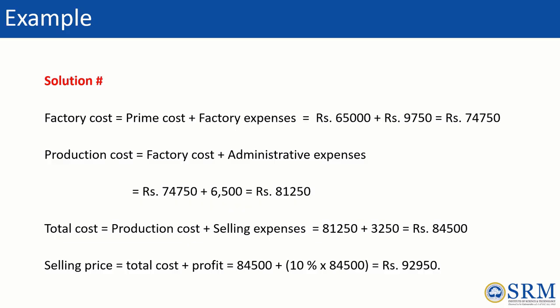So to find the bulk selling price, management applies a 10% profit margin to our total cost. So selling price is equal to total cost plus profit, which put together will get rupees 92,950.